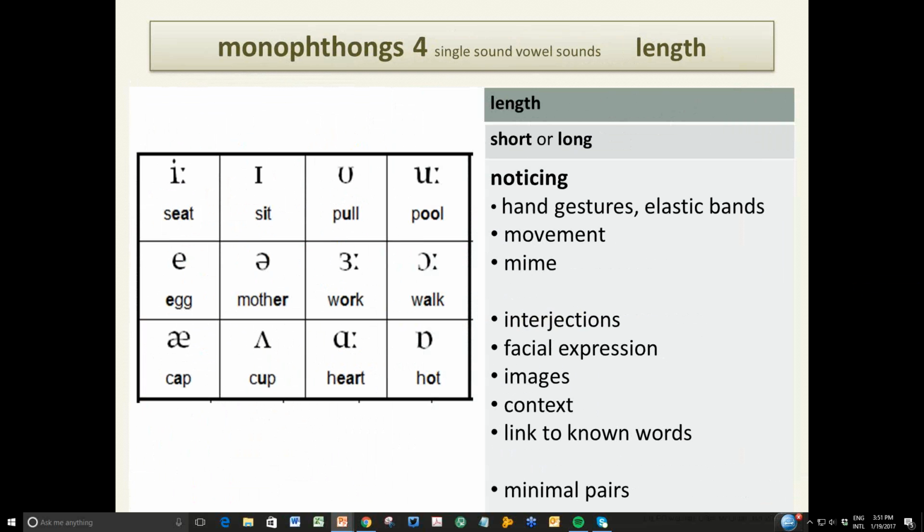So using that context may be helpful, linking to known words containing that sound, perhaps the ones on the chart or ones they make up themselves, doing some work with minimal pairs to help with reception, their perception of the sound as well as production. You know, the work, walk, fur, for, mixing it up, shirt, short, etc.